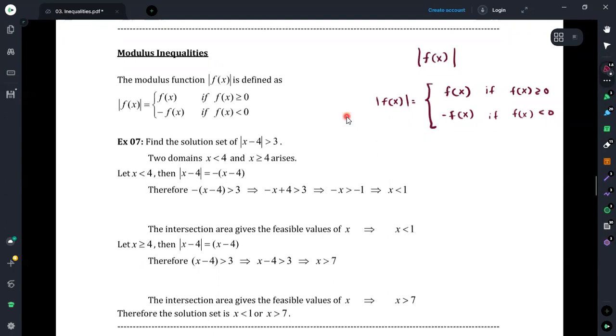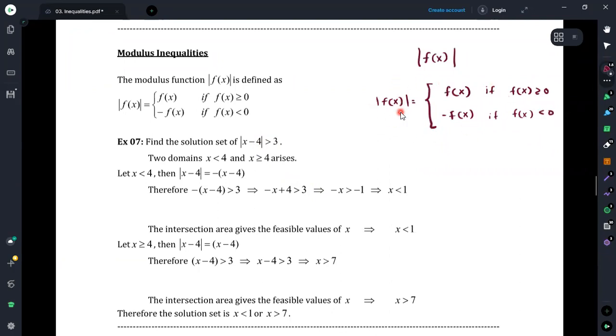By considering this concept, we will try to solve inequalities associated with modulus functions. If the function inside the inequality is a modulus function, we call such inequalities modulus inequalities. Now we'll try to find the solutions. Here we have to find the solution set of modulus of x minus 4 greater than 3. First we need to find the two regions where this function behaves differently: f(x) less than 0, and f(x) greater than or equal to 0.